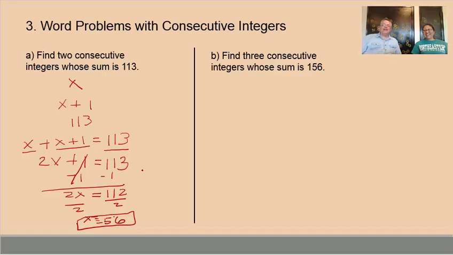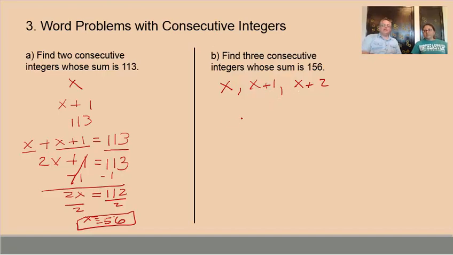Find 3 consecutive integers whose sum is 156. Again, it's all on how to set it up. We're going to let x be the first integer. x plus 1 is the next one, but we need another because we have 3 consecutive integers, so the next one would be x plus 2. Like if x were 10, x plus 1 would be 11, x plus 2 would be 12.